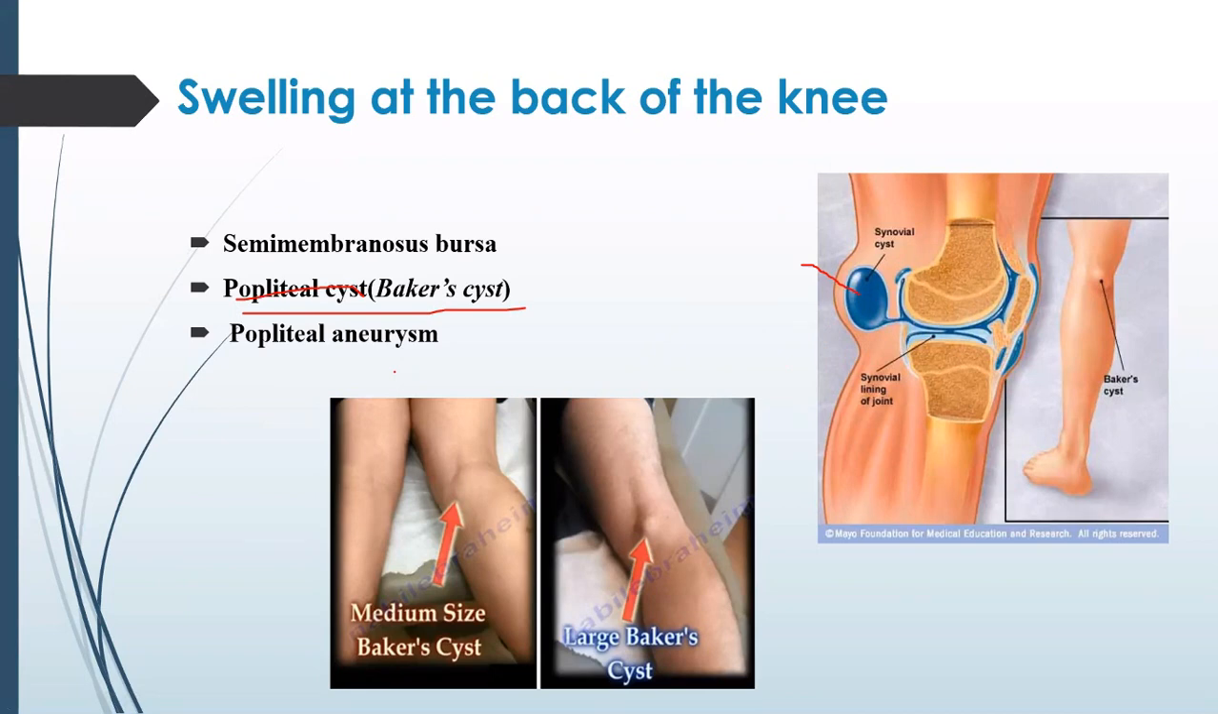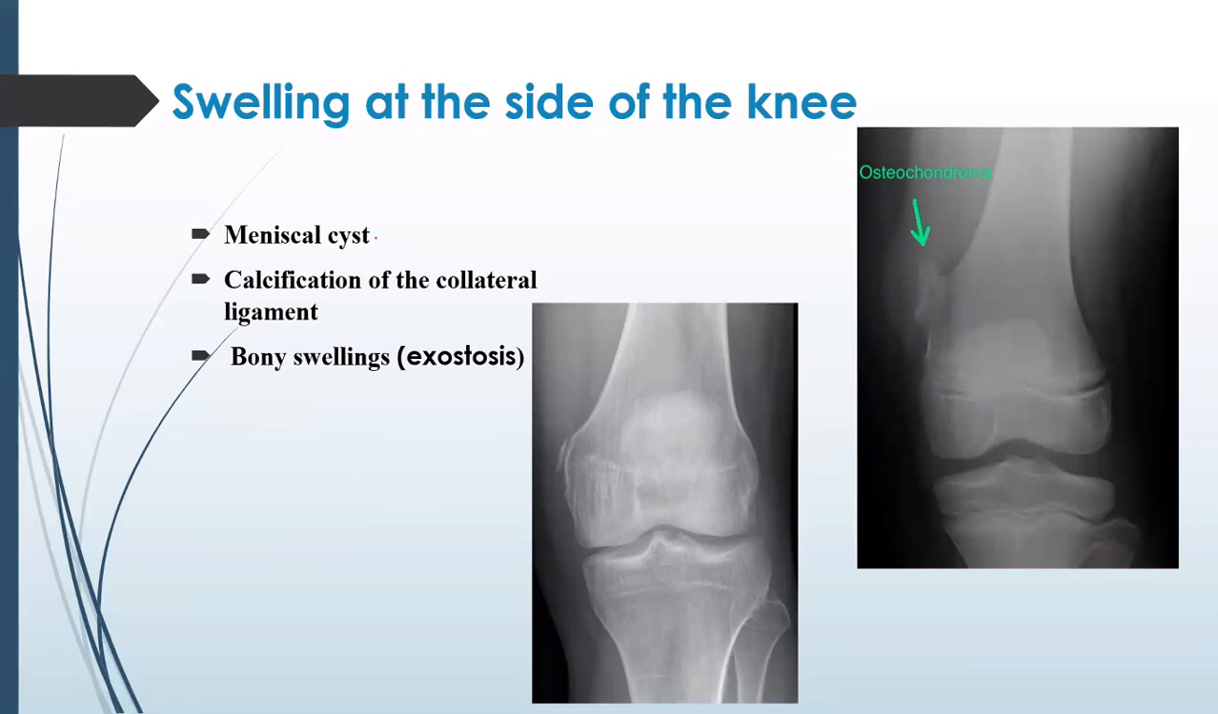Another of the swellings on the back of the knee is the popliteal aneurysm. For swelling at the side of the knee, we have the meniscal cyst. It's like our ganglion. We can have a rare entity called calcification of the collateral ligament, like this one. Or there is a bone swelling, an exostosis, some kind of osteochondroma on the side. You take this subject with benign bone tumors.